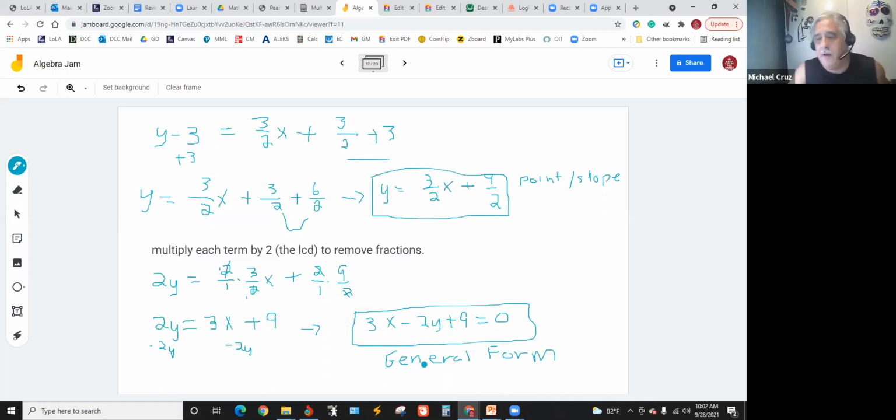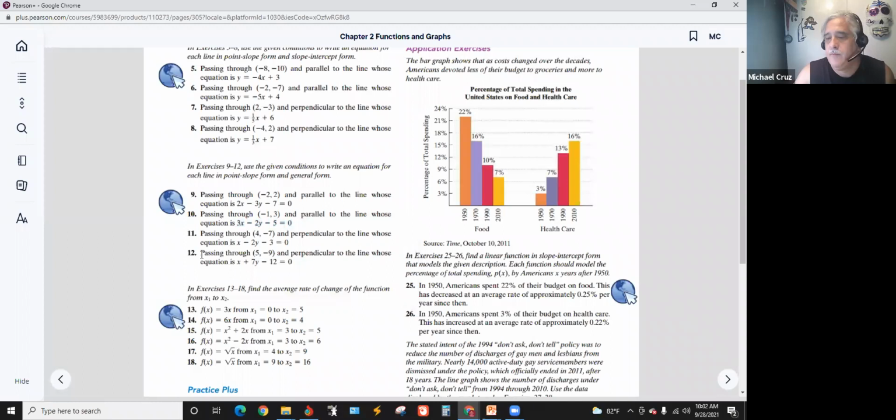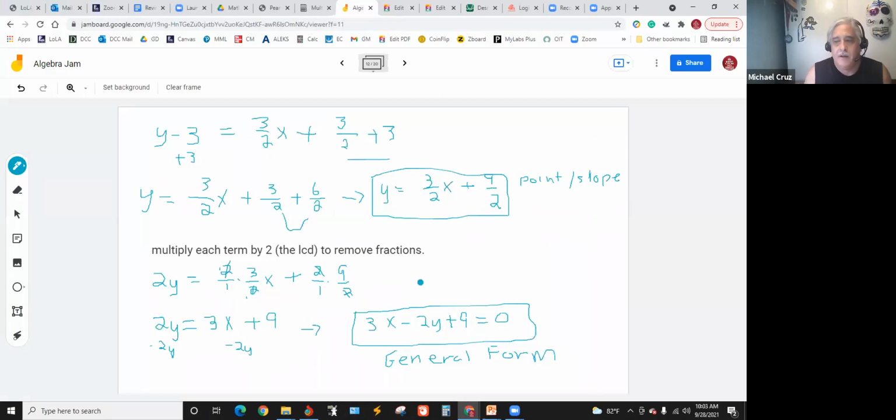All right, so let's try another one with perpendicular. So we've got this one here. It says we want to do passing through 5 and -9 and perpendicular to the line whose equation is x plus 7y minus 12. You know what? I'm just going to go ahead and use this one. It'll save a little time. So I'm going to add another question.